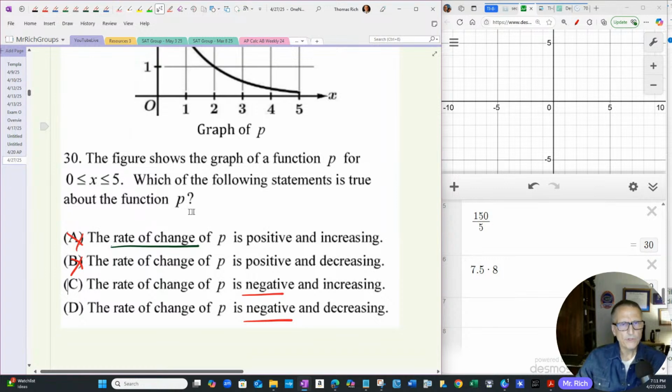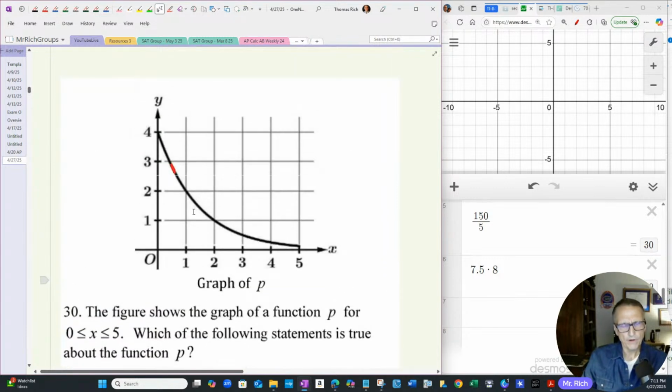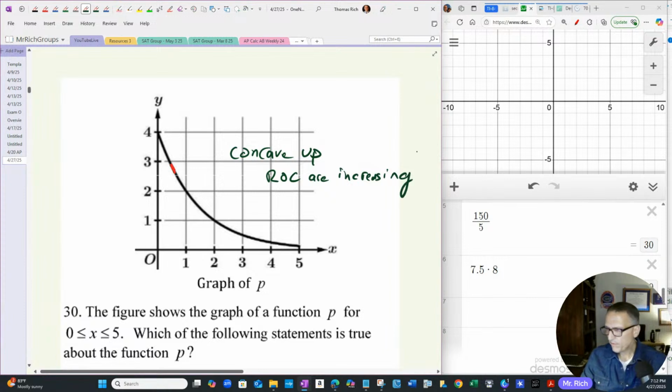But the other thing that we want you to know about rate of change on a function is whether that rate of change is increasing or decreasing. That has to do with concavity. So in a region where the function is concave up, like this one is, right? Concave up like a cup or concave down like a frown. This is concave up. What that means is the rates of change are increasing if you are in a concave up region of the graph.